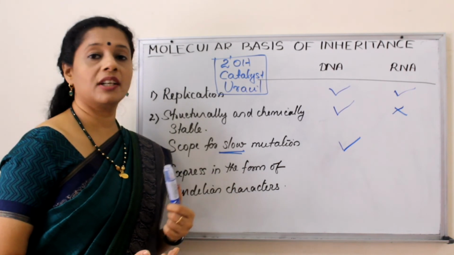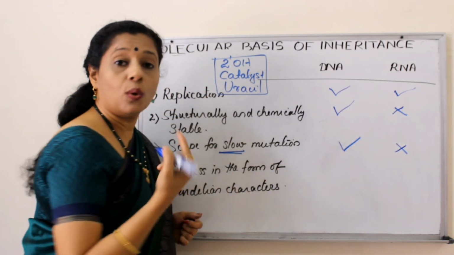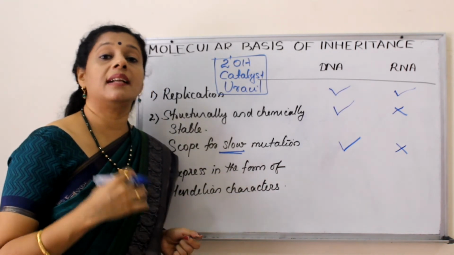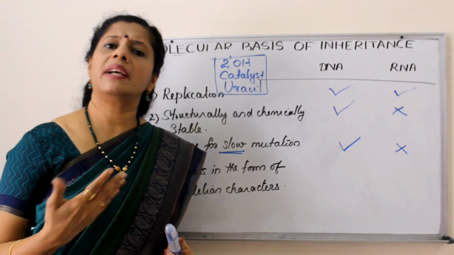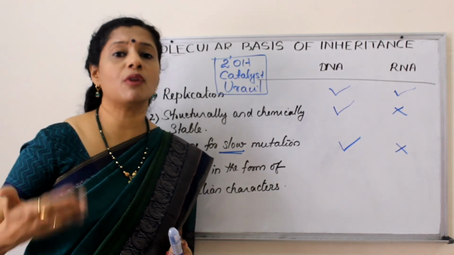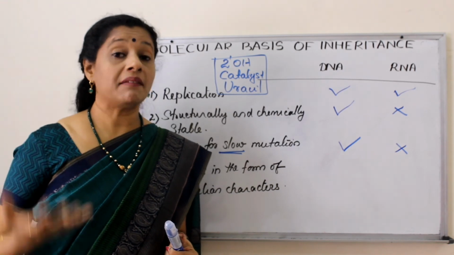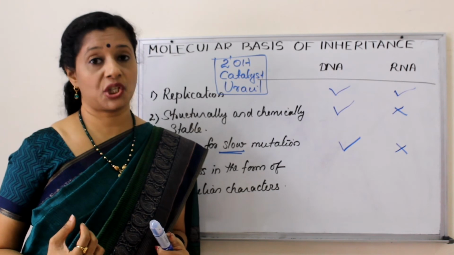So DNA is undergoing slow mutation, whereas RNA, though it mutates, has a very fast mutation rate. For example, viruses mutate very fast. That's why their form is changing. Every now and then new forms of viruses are being formed. And we are finding it very difficult to find a cure for many of the viral infections.